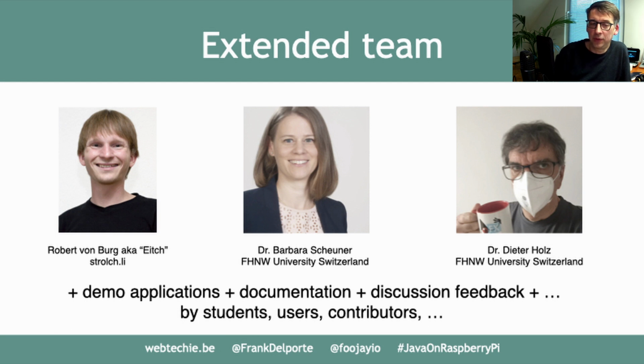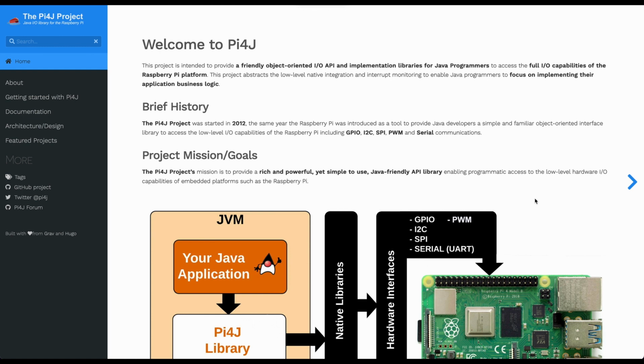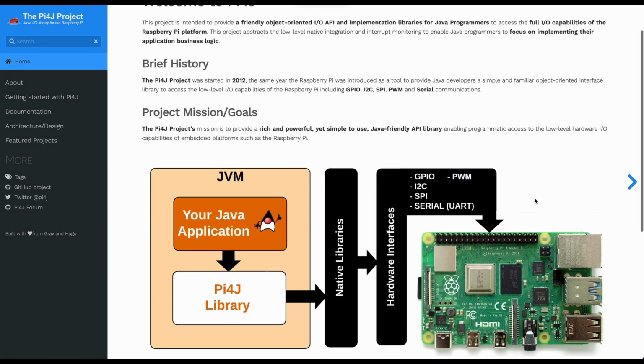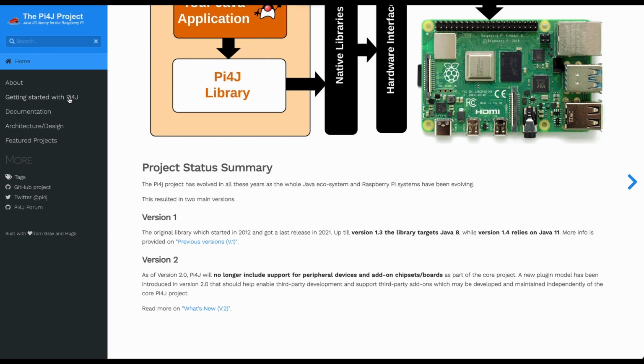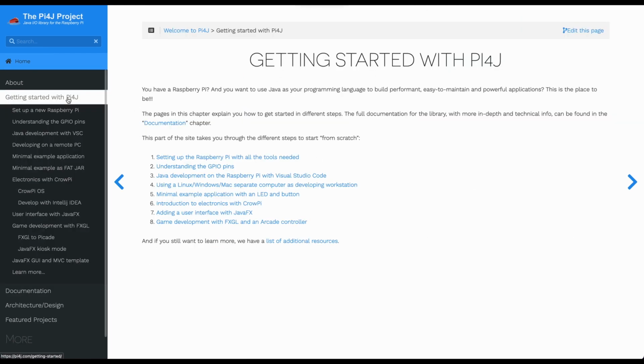Now, next to all these contributors, we also have other contributors, of course, who extended the documentation, provided demo applications, a Maven archetype. All this kind of stuff is ongoing inside this Pi4J project. Now, to document everything, we launched a new website in 2021 also. And the goal of this website is to provide all documentation related to Java on Raspberry Pi.